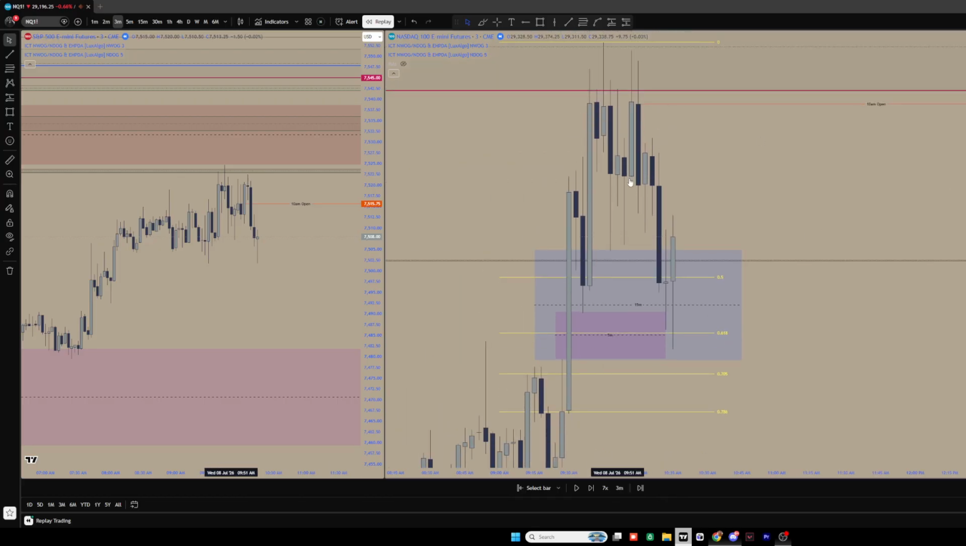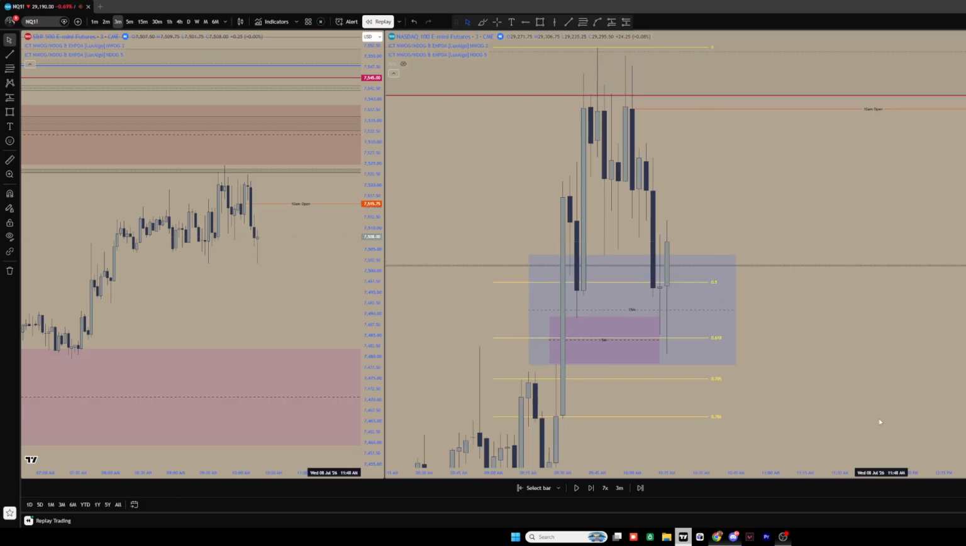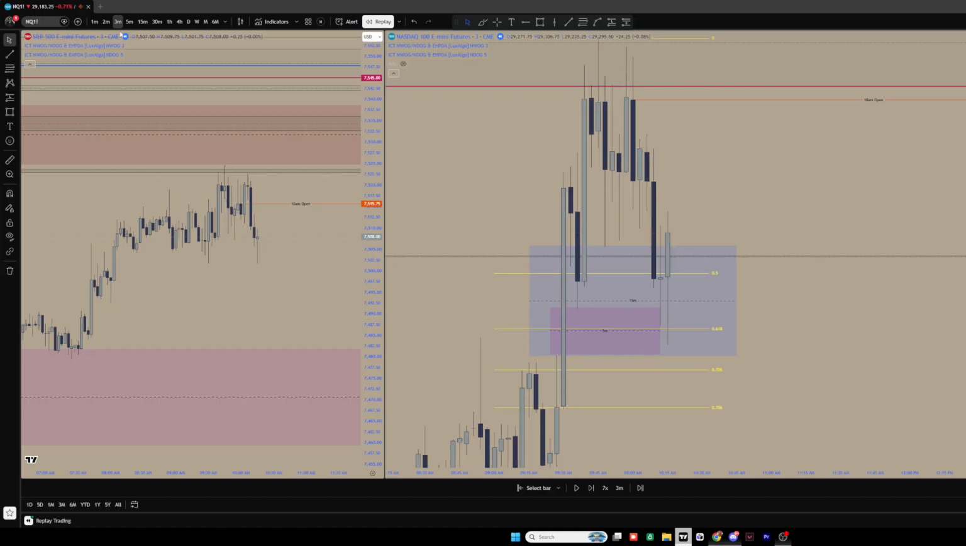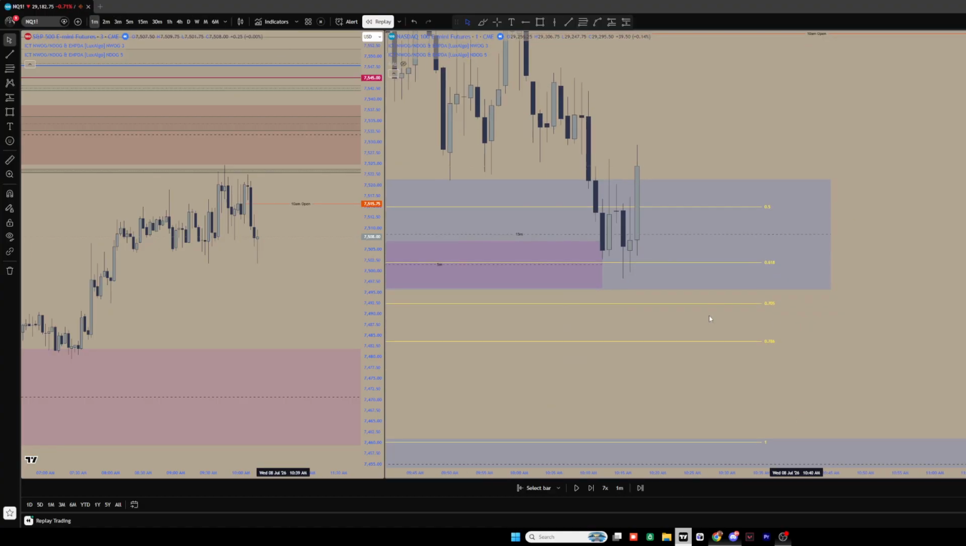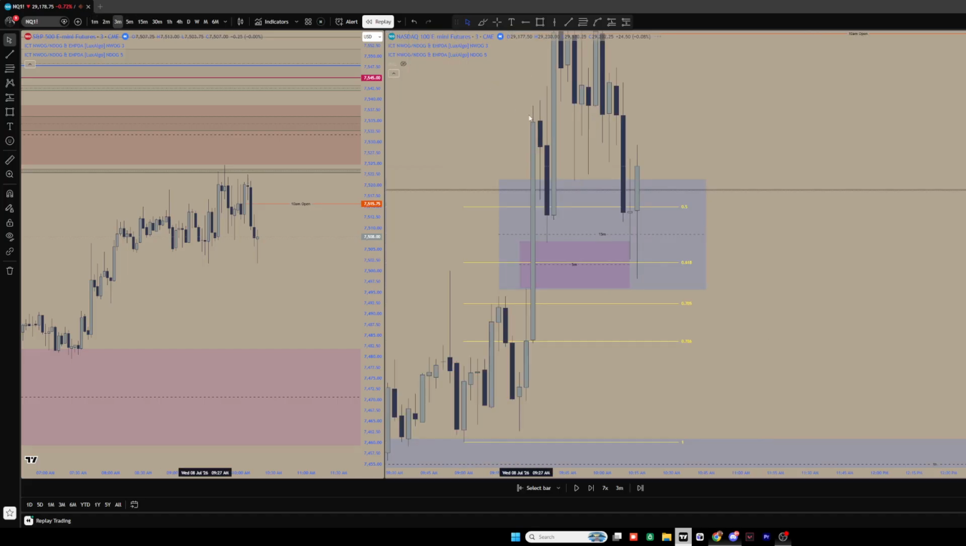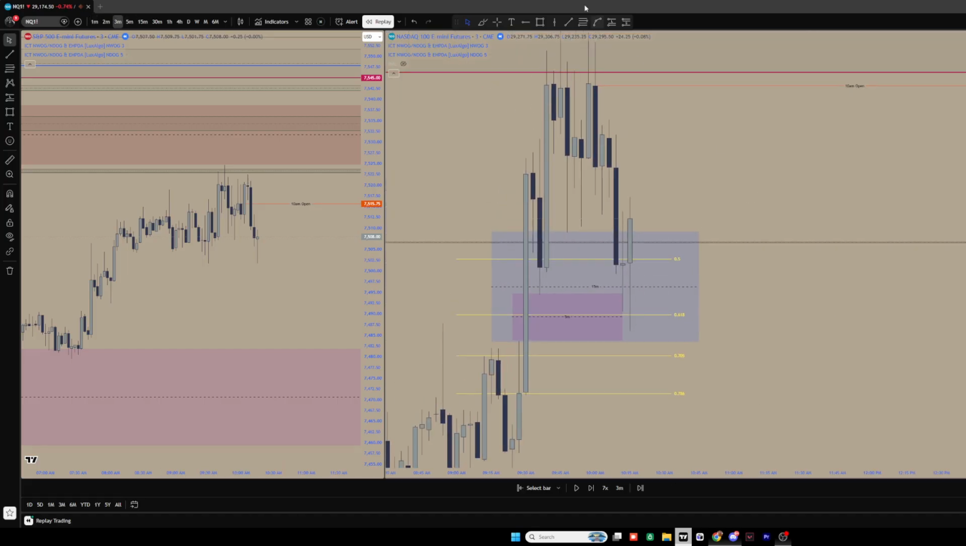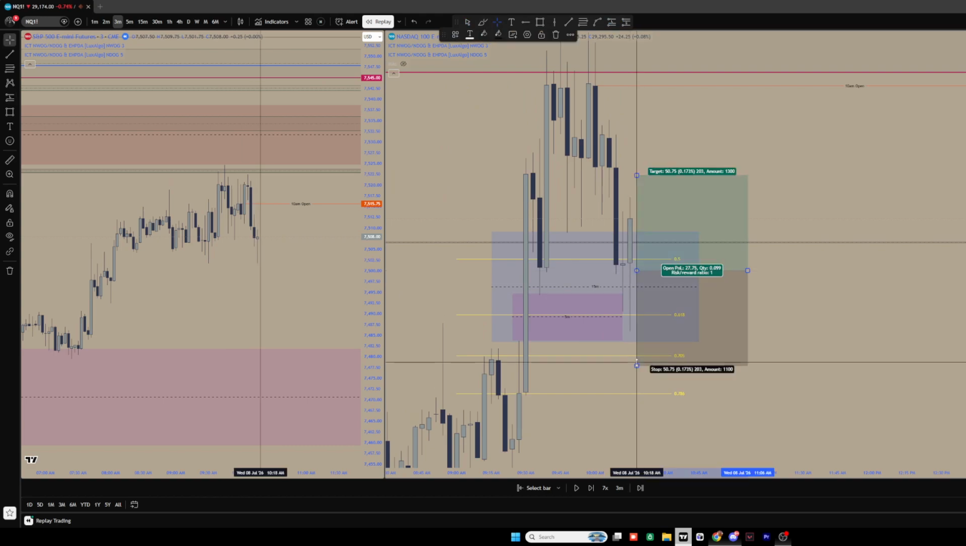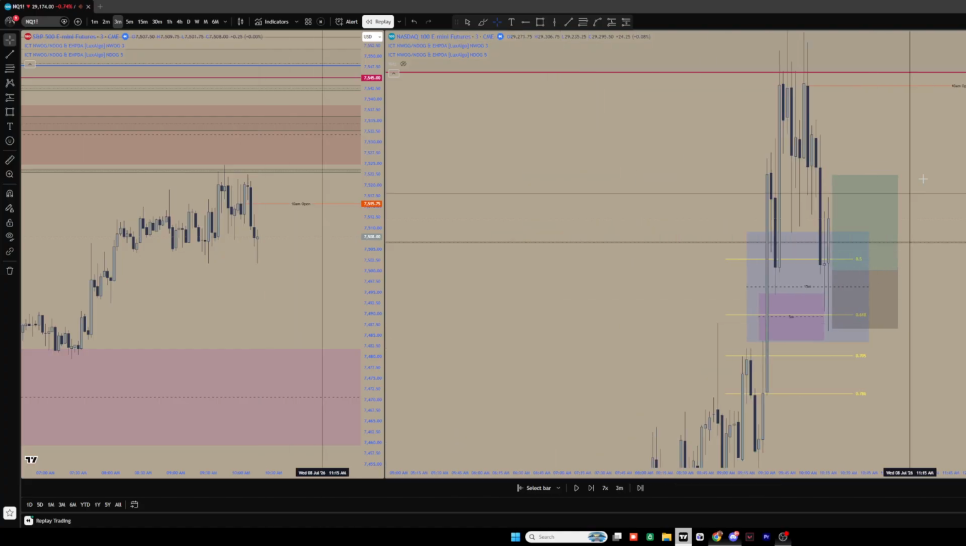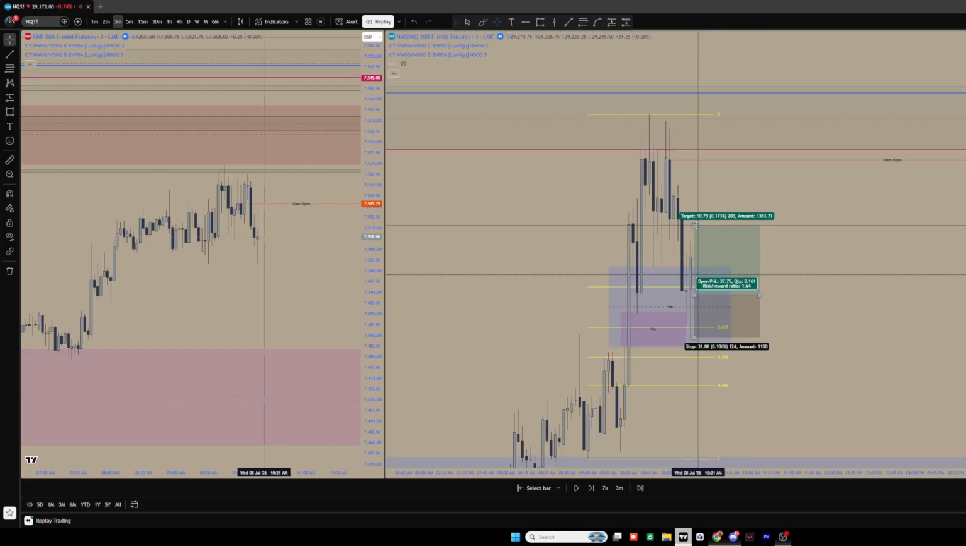We had this accumulation up here. So that one fails, and then I just pretty much wasn't so sure until I saw this. So we made a new 1 minute right here, and then I saw this 3 minute. So I took this 3 minute, just re-entered right here, and then targeted these highs.